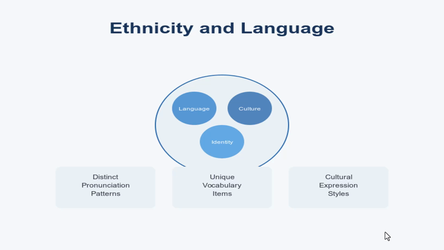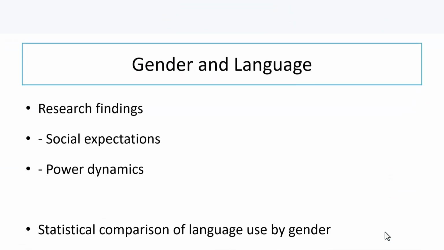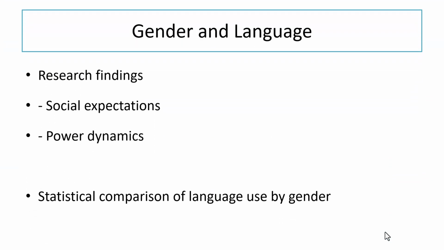We often see this clear correlation between social class and language use. Individuals from higher socioeconomic backgrounds tend to use more standard language forms, while those from lower socioeconomic backgrounds might use more non-standard forms. Okay. It's not a hard and fast rule, of course, but it's a general trend that we observe across different social contexts.